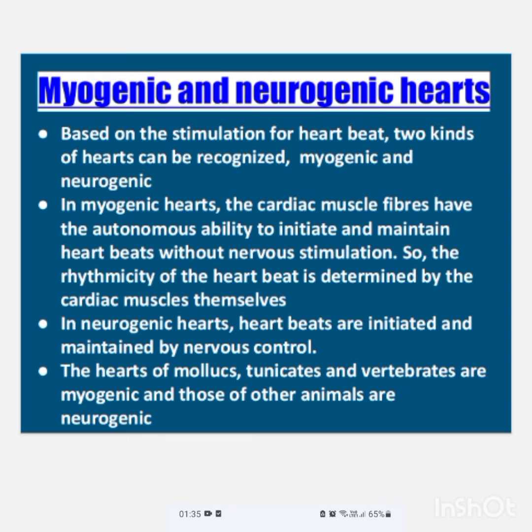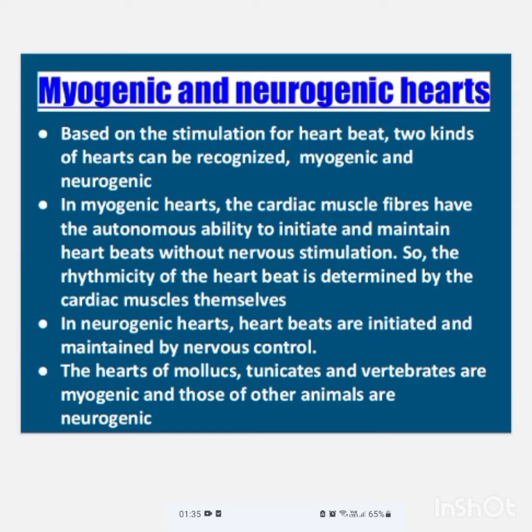Next we discuss myogenic and neurogenic hearts. Based on the stimulation for heartbeat, two kinds of hearts can be recognized, myogenic and neurogenic. In myogenic hearts, cardiac muscle fibers have the autonomous ability to initiate and maintain heartbeats without nervous stimulation. So the rhythmicity of the heartbeat is determined by the cardiac muscles themselves.